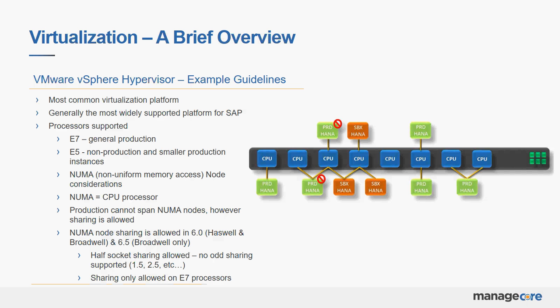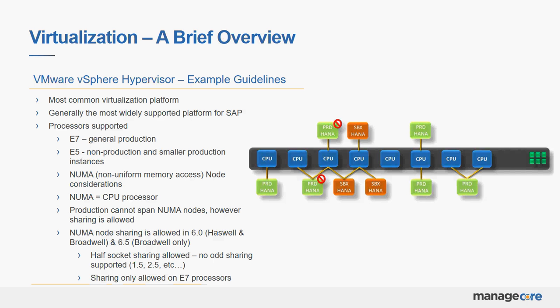Production, however, cannot span NUMA nodes. So you cannot go across multiple NUMA nodes, however, you can share them, and I'll get into that in a little bit in the diagram. NUMA node sharing is allowed in VMware 6.0 and VMware 6.5. And just again to make my point about the processors, in 6.0 Haswell and Broadwell are supported. In 6.5 only Broadwell processors are supported to do that.